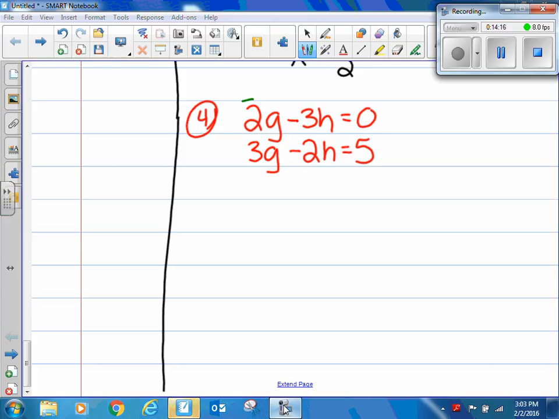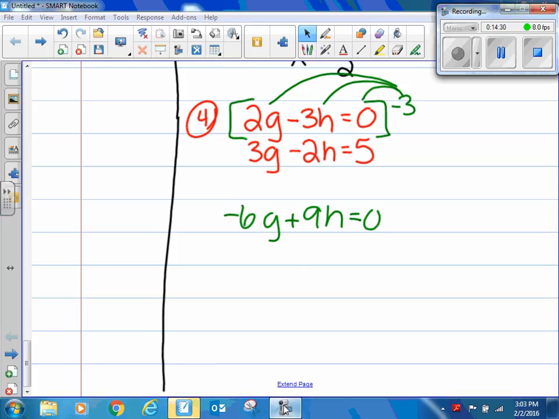So I'm going to start with my first one. I'm going to multiply this top by -3. When I do that, I get -6g plus 9h equals 0, right? I went to every term in that equation. Well, I need to get a 6 on the bottom, so if I look at this bottom equation, I need to multiply this by 2. And that's going to get me that 6 up front that I need. So 2 times 3g is 6g. 2 times a -2h is a -4h. And that is equal to 2 times 5, which is 10.